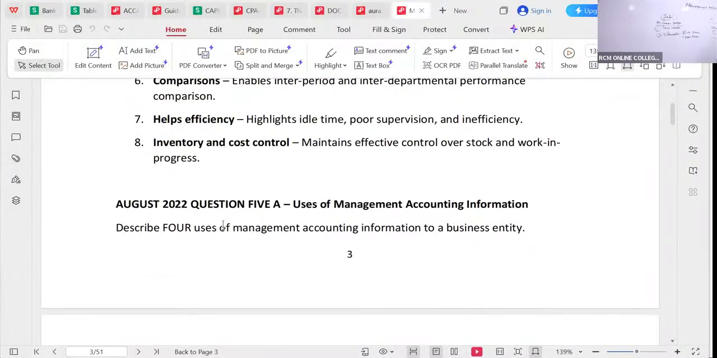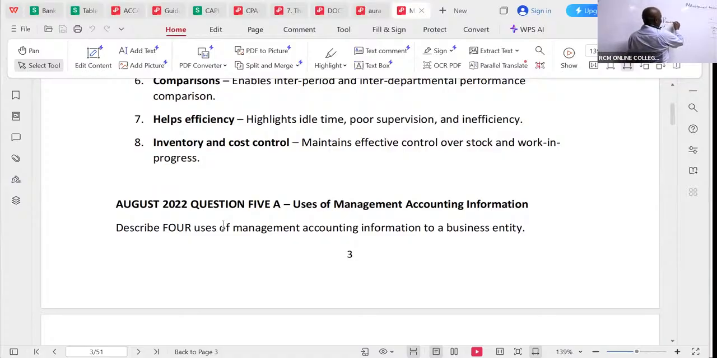So, August 2022, question number 5A, uses of management accounting information. Now, without you reading, are you able to give me these uses? Planning, controlling, and I will give you another way of remembering this: POC. So we have the functions of management. If I have management accounting, I will be able to use it for doing what?